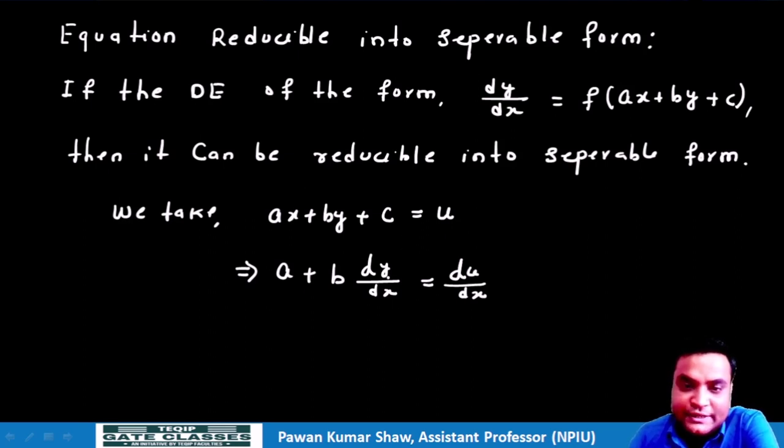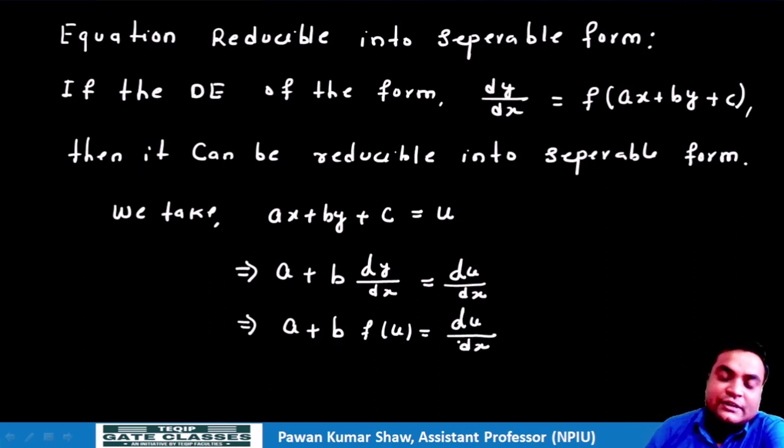So what is our dy by dx? Now this dy by dx is nothing but our f of ax plus by plus c. And what is ax plus by plus c? We assumed it is u. So we can write the differential equation in terms of du by dx, and then apply our separable variable form. So a plus b into dy by dx, which we can write as a function of ax plus by plus c, and this ax plus by plus c is nothing but u. So we can write it as a plus b f of u equal to du by dx.